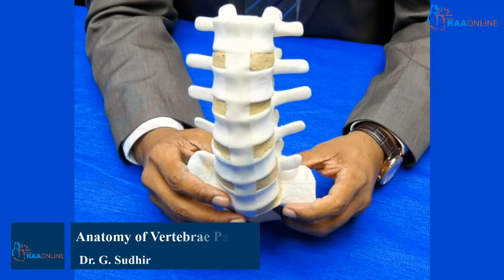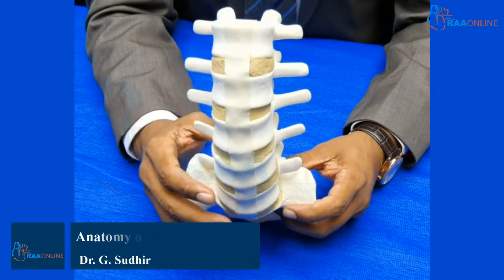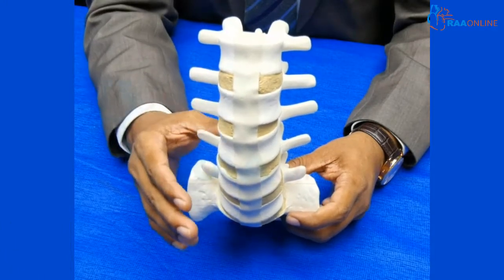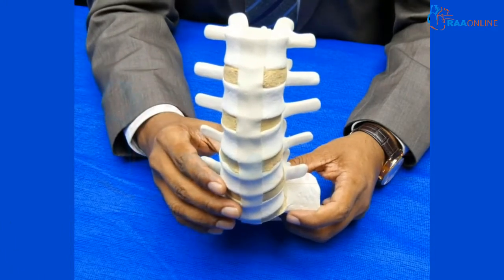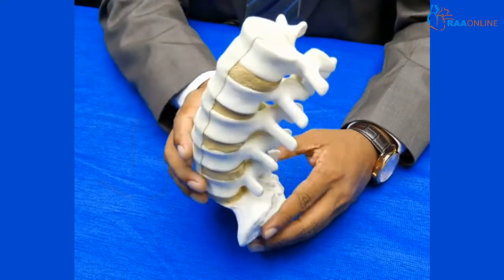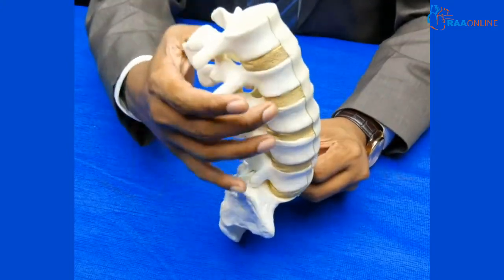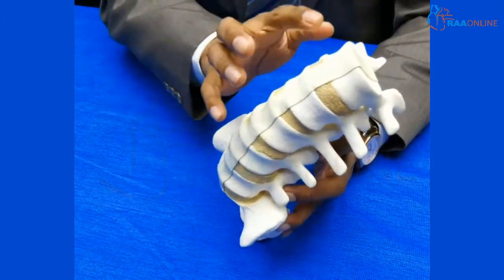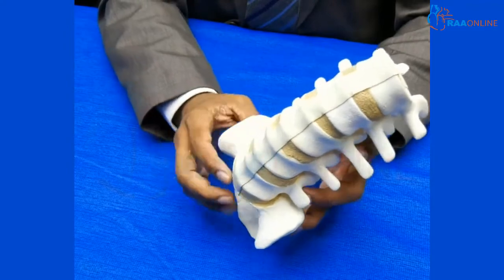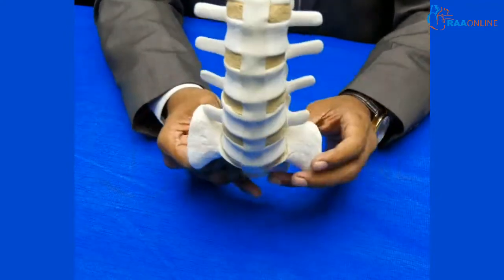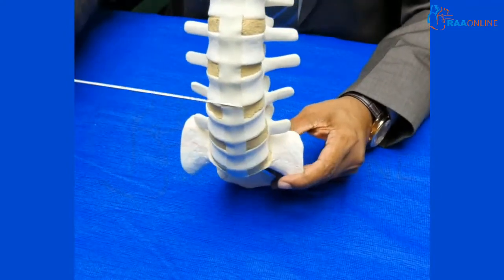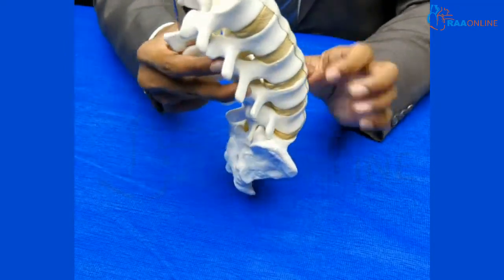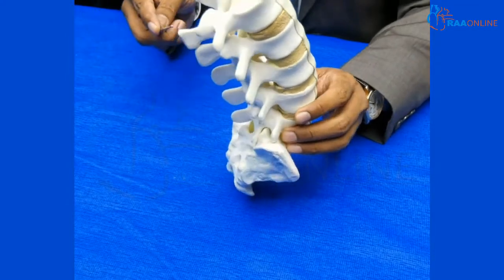Today we'll be looking at the anatomy of the vertebrae, that is the anatomy of the spine: the lumbar vertebrae, cervical vertebrae, the thoracic vertebrae and the sacrum. So this part is the lumbosacral part. As you can see, we have lumbar vertebrae 1, 2, 3, 4, 5 and then the sacrum. This portion is the anterior part of the lumbar vertebrae and this portion towards me is the posterior aspect.